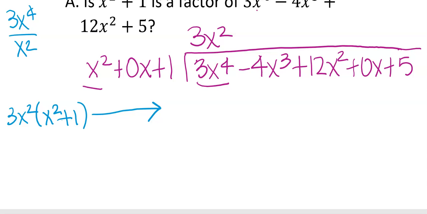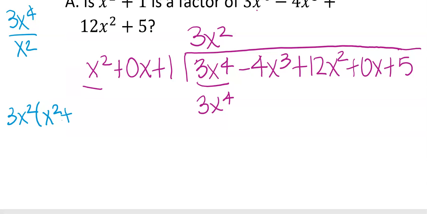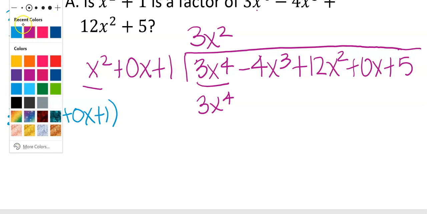Okay, so now I'm multiplying. 3x squared times x squared is 3x to the 4. 3x squared times 1 would be x squared. So here's where, okay, I'm going to leave it in this time just to show you what I'm talking about. You can leave it out, but if you do leave it out, you might have something in the wrong place. And here's where I'm talking about that.